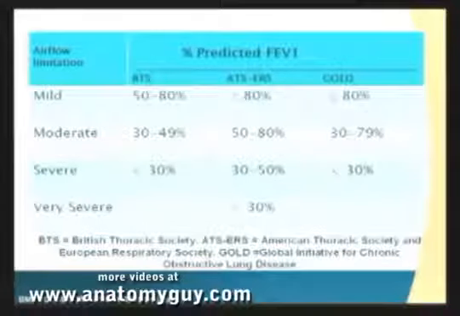We have a few different definitions of COPD here: the BTS, or British Thoracic Society, the ATS-ERS, the American Thoracic Society and European Respiratory Society, and GOLD, Global Initiative for Chronic Obstructive Lung Disease. These definitions differ slightly, so make sure to use the one that your institution has in common practice. Now, for mild airflow limitation, for the BTS, your percent predicted FEV1 is going to be about 50 to 80%. For moderate disease, it drops down to 30 to 49%, and for severe disease, it's less than 30%.